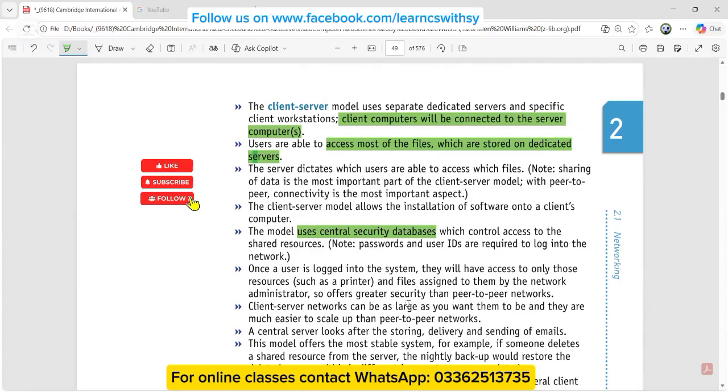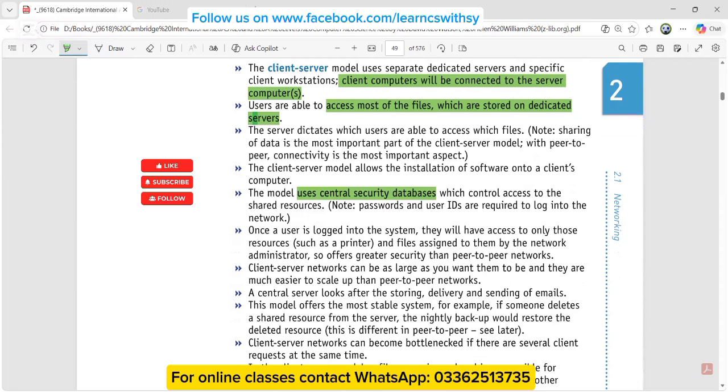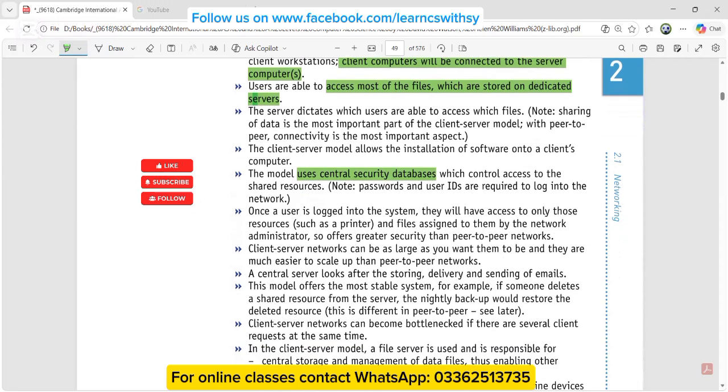Once a user is logged into the system, they will have access to only those resources, such as printers and files, assigned to them by the network administrator. So here the role of a network administrator is prime. Whatever security he offers, only those people are able to access that.